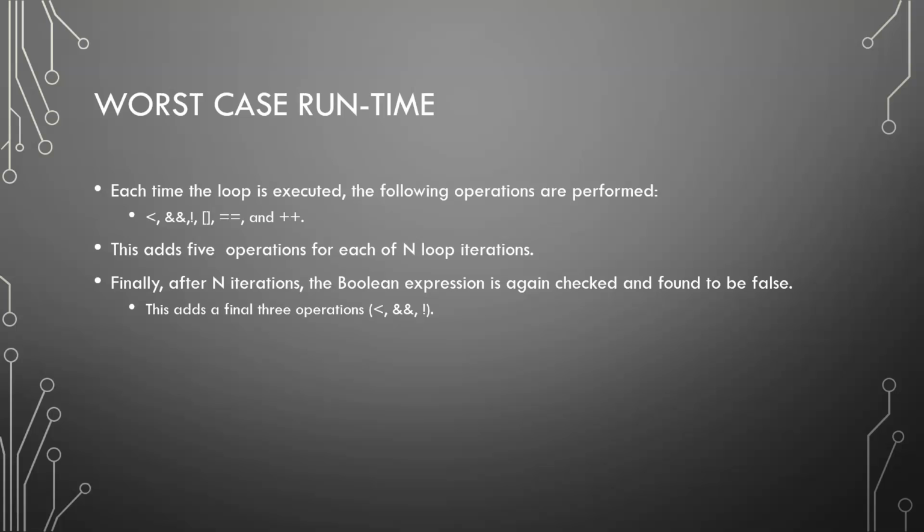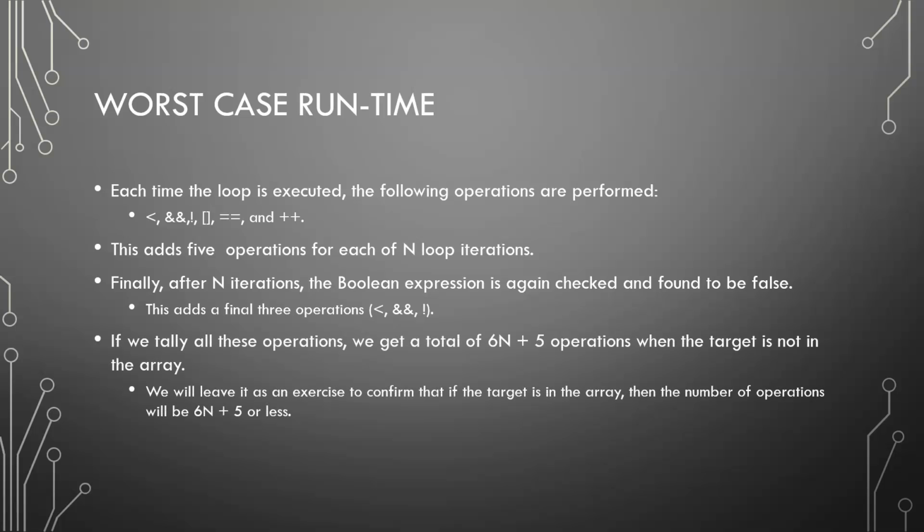So, finally, after n iterations, the Boolean expression is again checked and found to be false. Therefore, that adds a final 3 operations: less than, and, or not. Now, if we tally up all these operations, we get a total of 6n plus 5 operations when the target is not in the array.